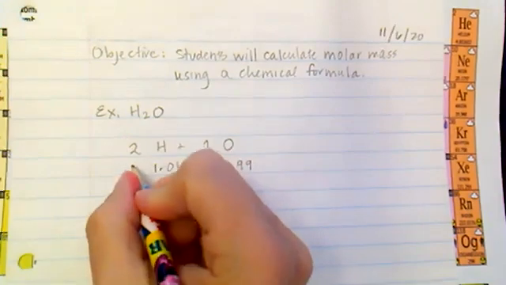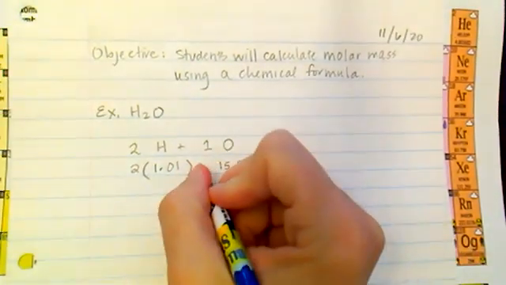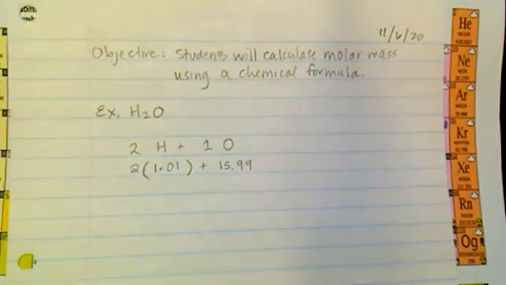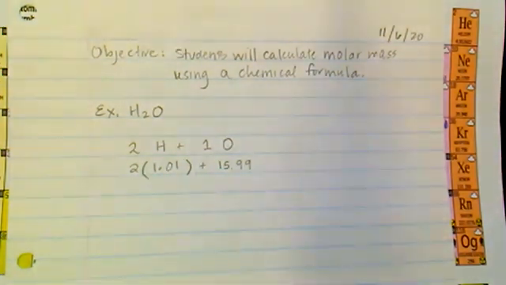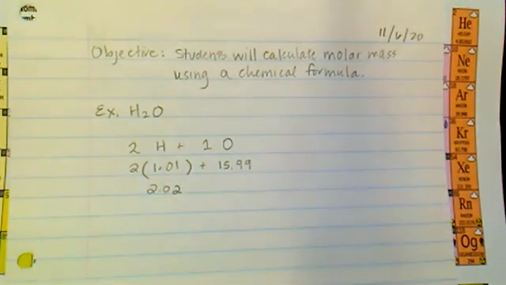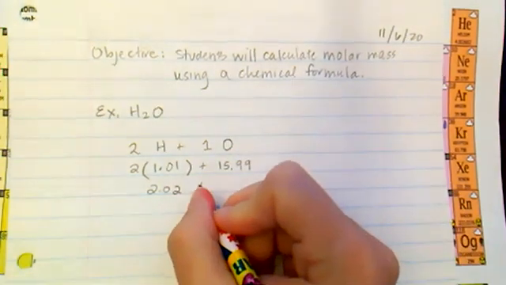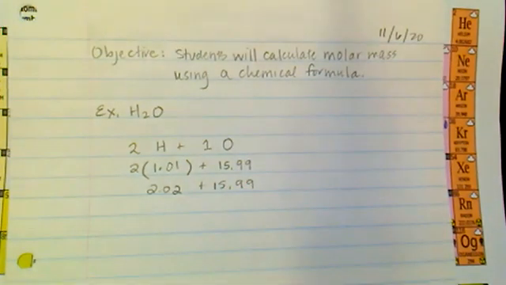and then the number that I got from the formula, the 2 hydrogens, I need to multiply by that first number. And then here I can multiply by 1, but since I'll get the same answer, it's not necessary. If I multiply 2 times 1.01, I'll get 2.02. So 2 atoms of hydrogen would have an approximate atomic mass of 2.02. And 1 atom of oxygen is 15.99. And then I need to add those together.